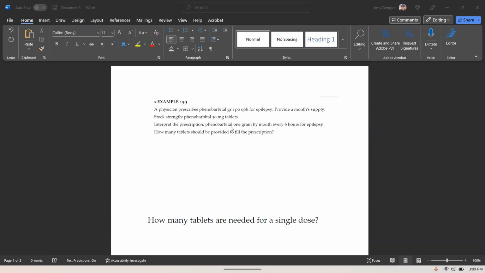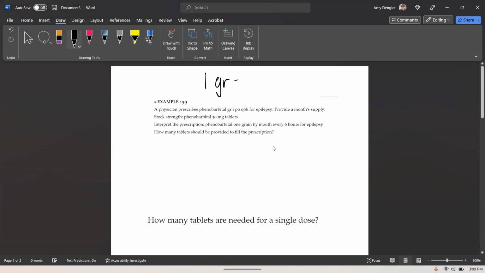So they already did that. Phenobarbital 1 grain by mouth every 6 hours for epilepsy. How many tablets should be provided to fill this prescription? Well, if you remember back to the conversions, 1 grain is equal to 60 milligrams. So if we needed to give the patient 30 milligrams, hopefully you can look at that and say, okay, that's a half of a tablet that they're going to need.